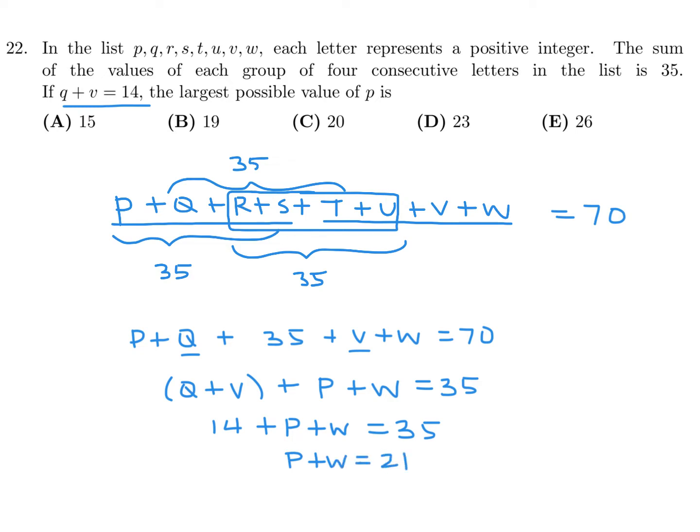Now they're saying all of these are positive integers, right? So we want P to be as large as possible, so we will make W as small as possible. We'll make W a 1, and therefore P would be 20. And I think that is it.